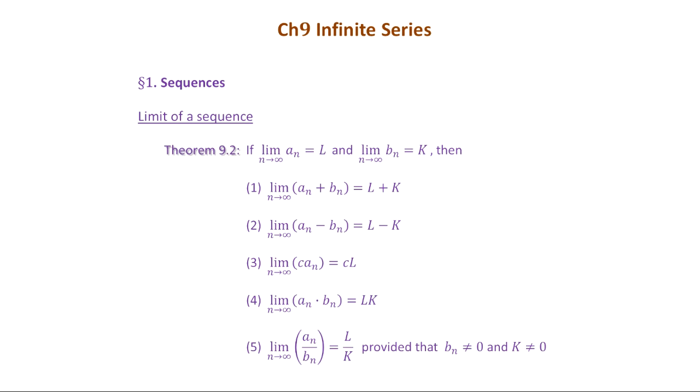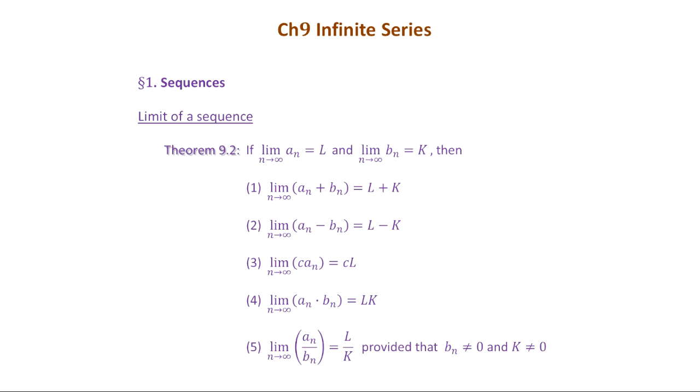Or you can multiply two sequences term by term. So a_n times b_n gives another sequence, and the limit of this new sequence will be the limit of a_n, which is L, times the limit of b_n, which is K.